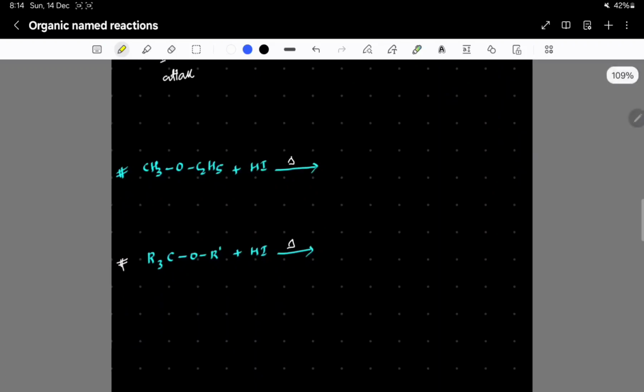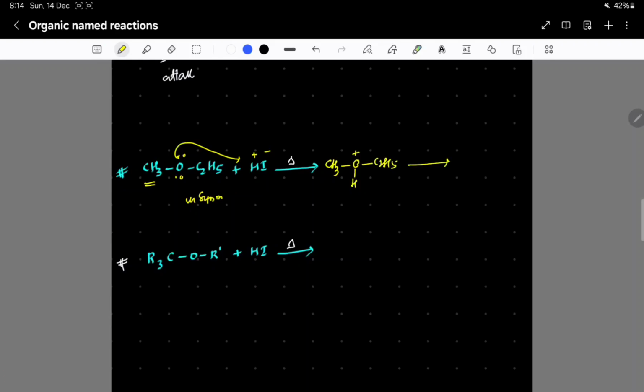First of all, we will decide whether this is a symmetrical ether or an unsymmetrical ether. Obviously it is methyl and ethyl, so it is an unsymmetrical ether. Very simple, this is H plus and I minus. Step 1 will be protonation of oxygen. Oxygen will get a positive charge.